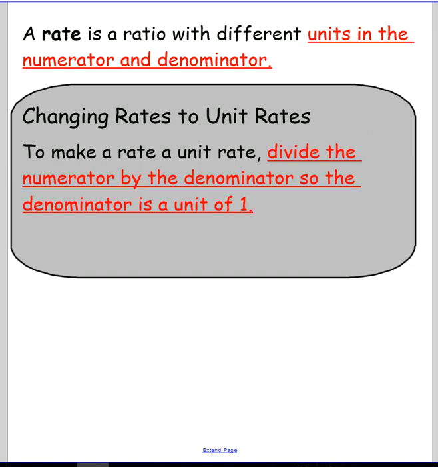So to make a unit rate, we're going to divide the numerator by the denominator, so that denominator is a unit of 1. So for my example of 150 miles in 3 hours, we would take 150 divided by 3 and say that we are driving at 50 miles per hour.